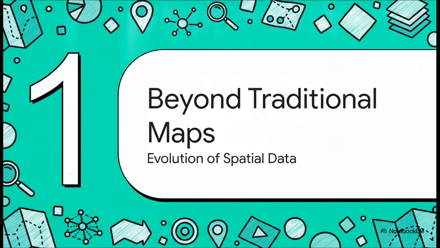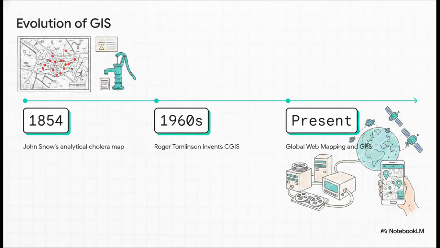And right off the bat, we need to understand that GIS is a massive step beyond just drawing traditional static maps. It's really an engine of integration. It reads, edits, stores, and dynamically analyzes spatial data. Now, spatial analysis has actually been around a lot longer than computers. Let's blitz through the history real quick.